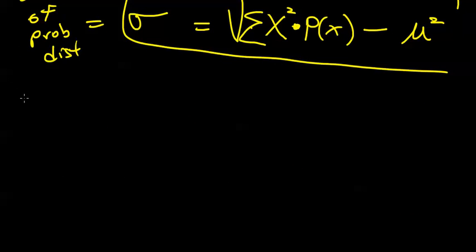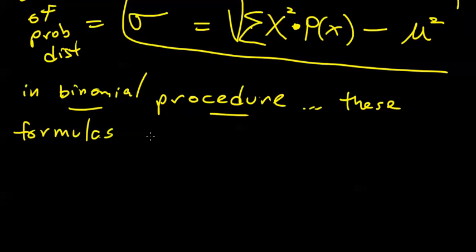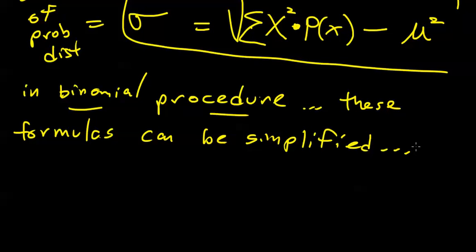It turns out in a binomial experiment, or the book calls it a binomial procedure, these formulas can be greatly simplified. And I think you'll agree that the standard deviation formula can be kind of nasty, especially if you've got 6, 7, 8 different values for x. Basically, you have to make a table and grind out the squares of x values, multiply by the probabilities, etc. It takes rather a long time to get it right.